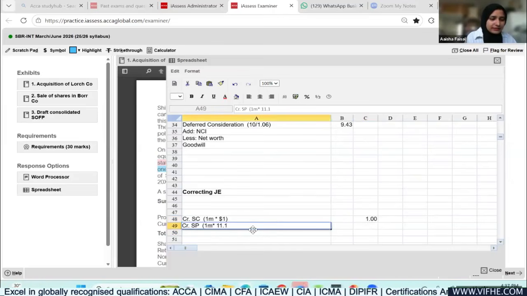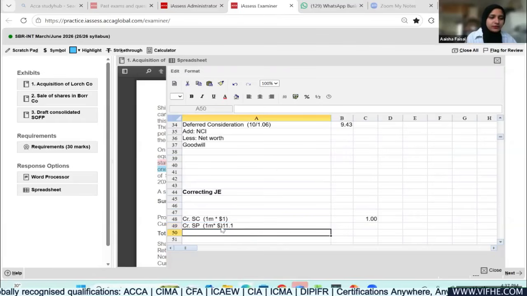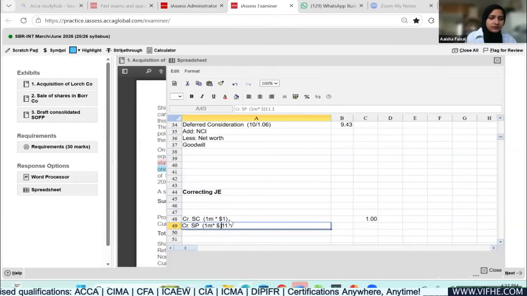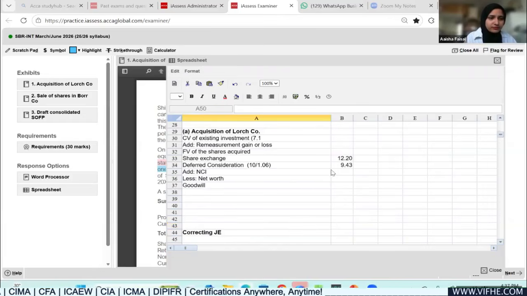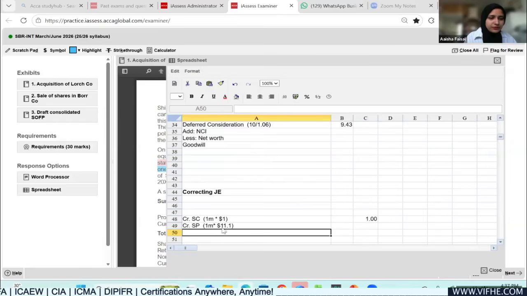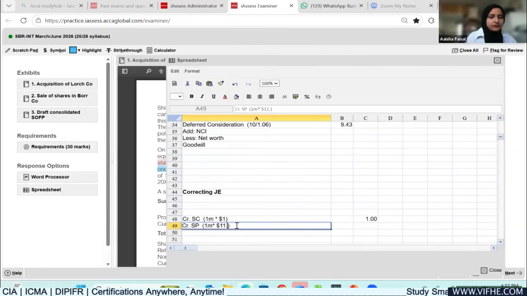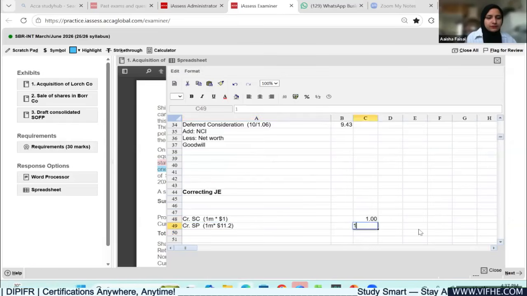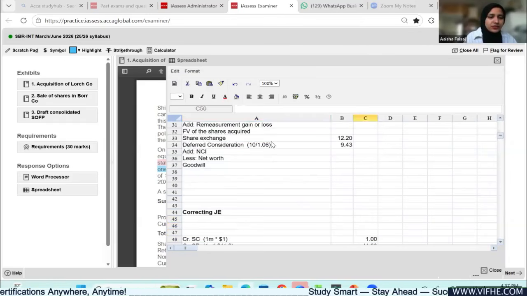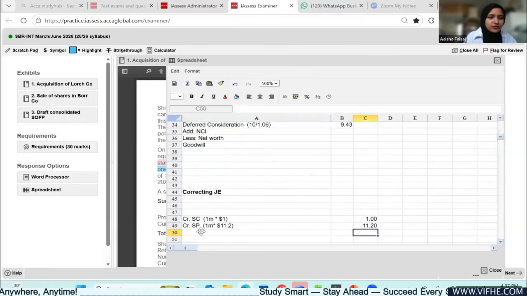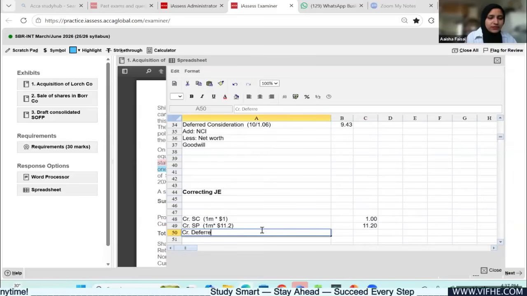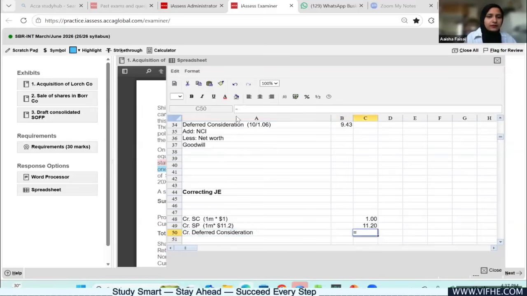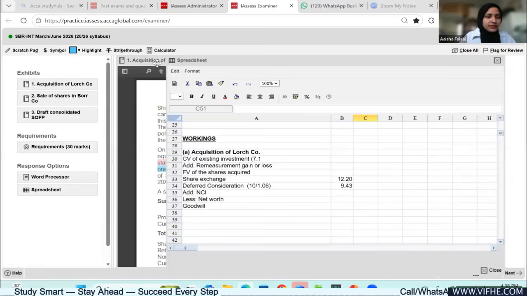If I'm making any silly error in typing, please bring it to my notice. I remember it as being a 12.1 figure, or it's a 12.2 figure. So it's going to be 11.2 then. Right? And deferred consideration was also not recorded. So deferred consideration, being a liability, will in my correcting JV come on the credit side only. Okay, till here we all are sorted. Now let's read further.